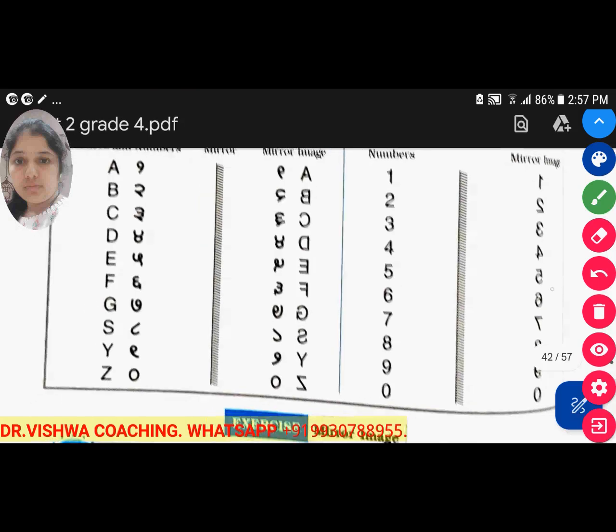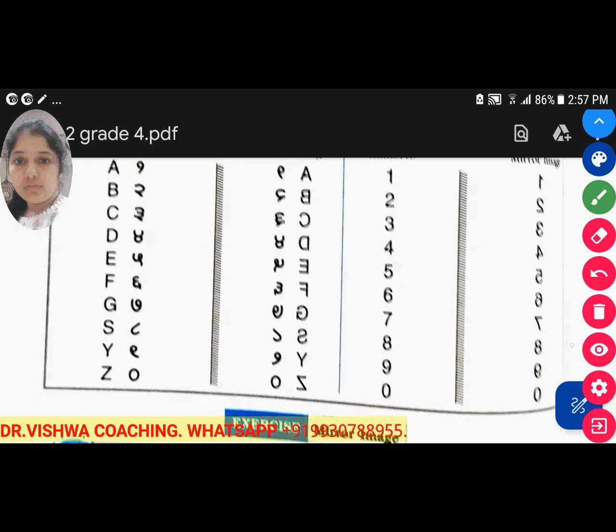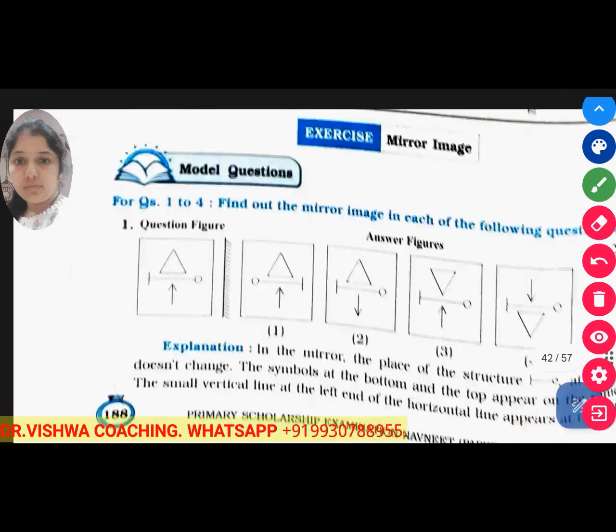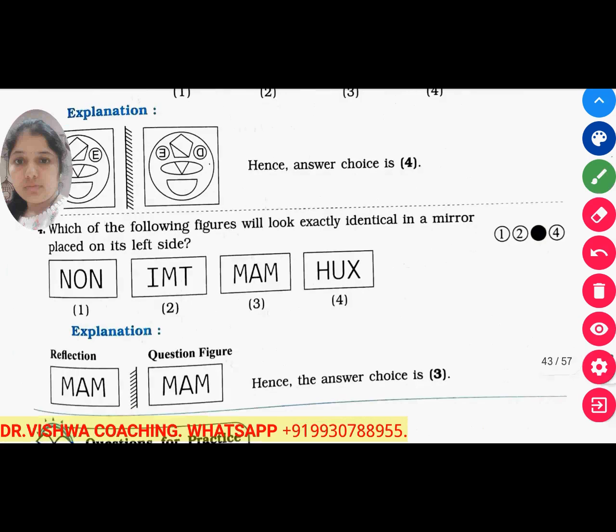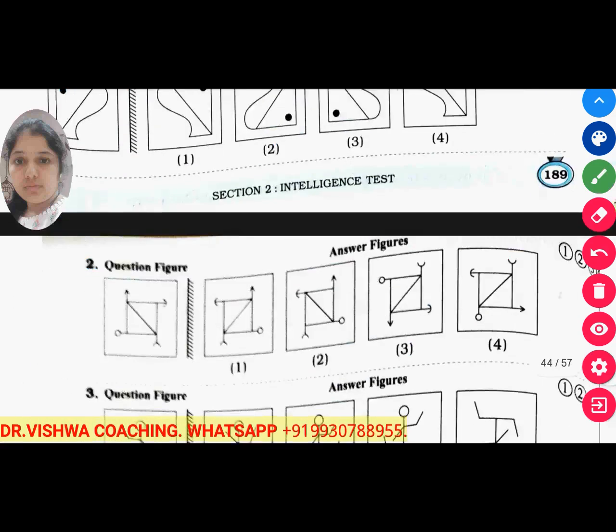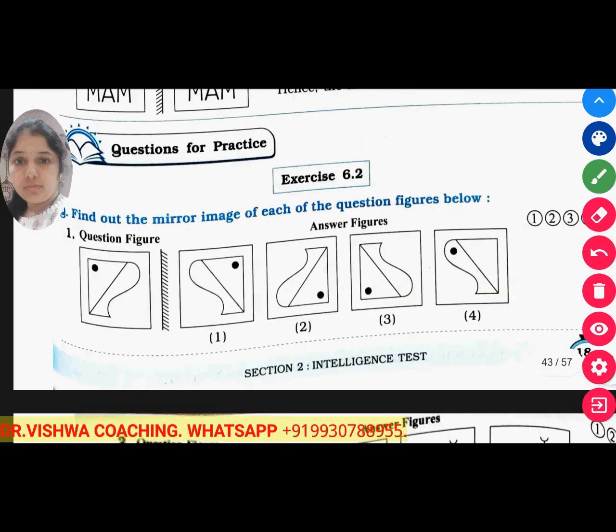Whatever is in the left side goes to the right side, as I told you. Okay, now it will not remain on the same side. Now see, 7 is facing towards the left here, here it's facing towards the right. So whatever is in the left goes to the right. Whatever is in the upside remains in the upside, and whatever is in the downside remains at the down only, because here no changes will be there in the upward and downward direction of the images.